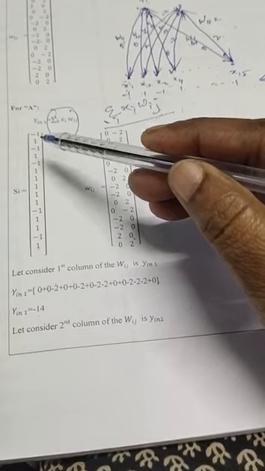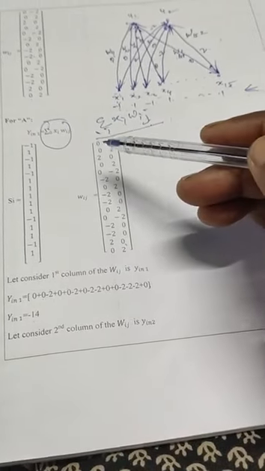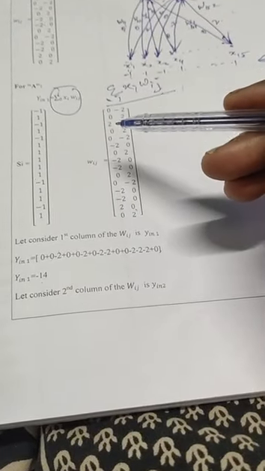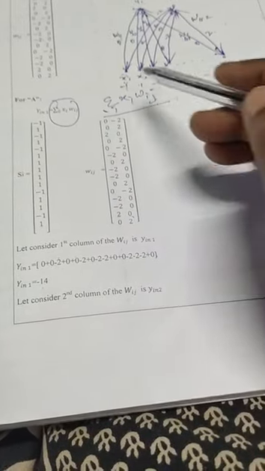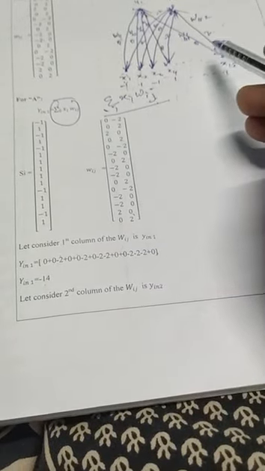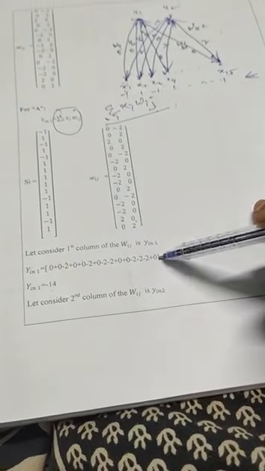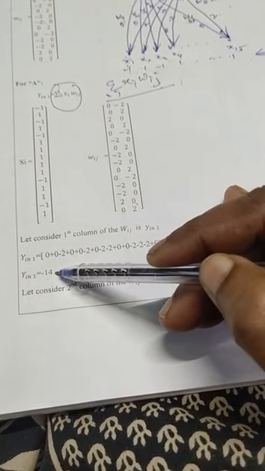Like that you have to compute the net input of the first neuron. You multiply the input bits by the respective weights of the first column, then sum them, and you'll get the net input of the first neuron. If you add this, you'll get net input equal to -14. Now that you have calculated the net input, you have to apply the activation function to find out the output.